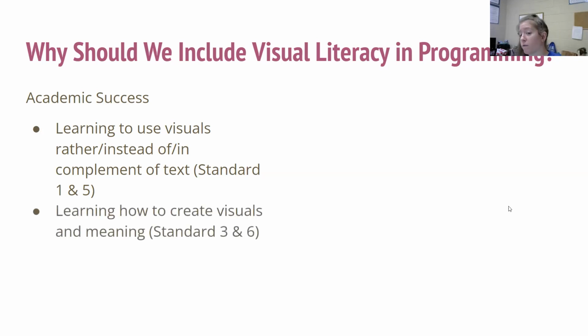So learning how to create visuals and meaning, standard 3 and 6. Essentially, these two abilities help to promote a student's academic success because they start to see visuals and meaning as complementing traditional text, and start thinking about how they gather information, not just with their words, but also with their eyes.